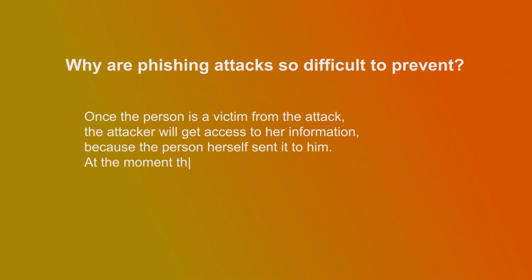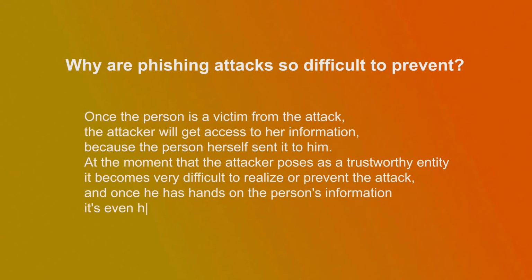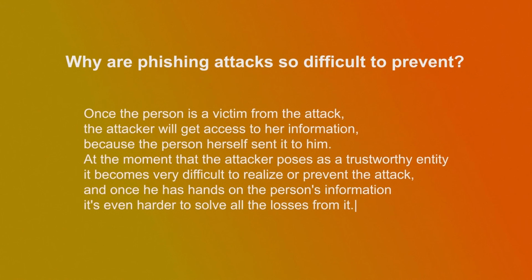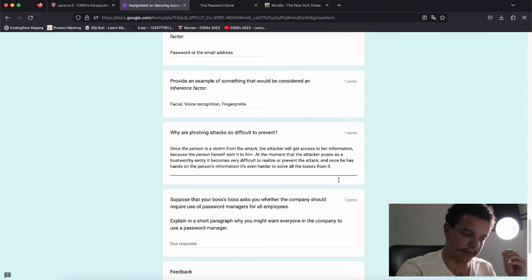Okay, at the moment that the attacker poses as a trustworthy entity, it becomes very difficult to realize or prevent the attack, right? And once he has his hands on the person's information, it's even harder to solve all of the losses from this attack. Why is it so difficult to solve after you have already fallen into this attack? Because you by yourself gave this information to the person, believing that this person was indeed a part of this company, but it wasn't, right? And you may have already sent money to that attacker, and then it's very difficult to get it back. Okay, but in general, that's why those attacks are very difficult to prevent.